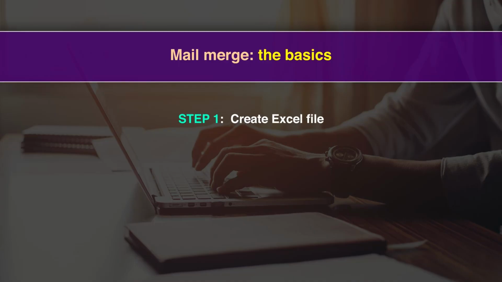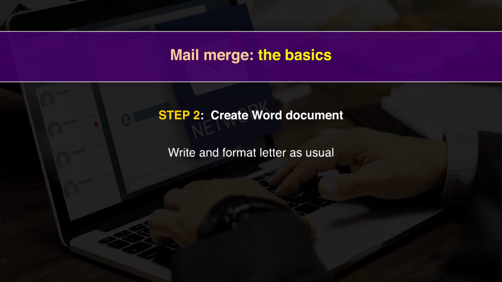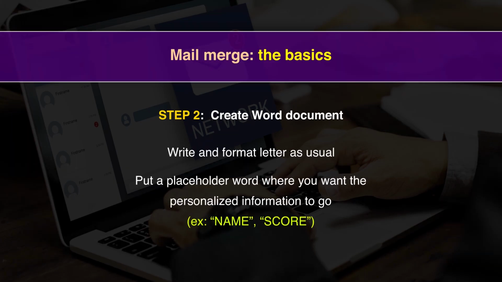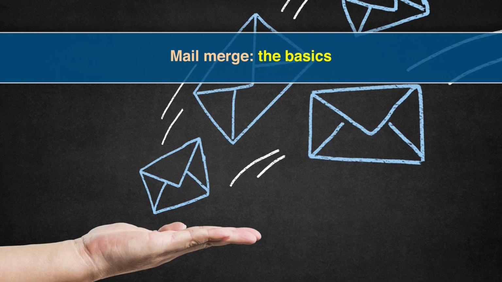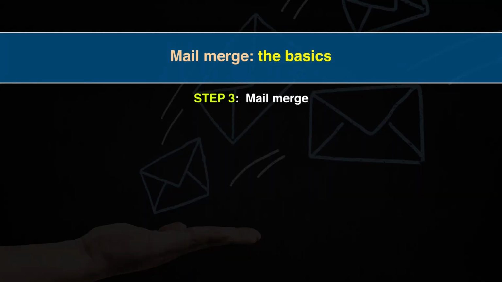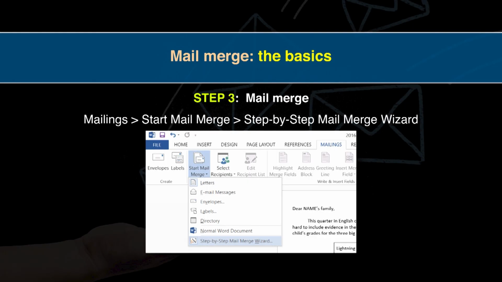Step 1, the Excel file: 1 row for each student, 1 column for each bit of data, and then label each column, and you will find the data of another student there, and then add data about the homework completion and date of the student. Write a form letter as usual, put a placeholder word where you want the personalized information to go, such as name and score. Mail merge is going to do things in this way: Dear name, family, and now this name is going to be replaced by the name from the spreadsheet.